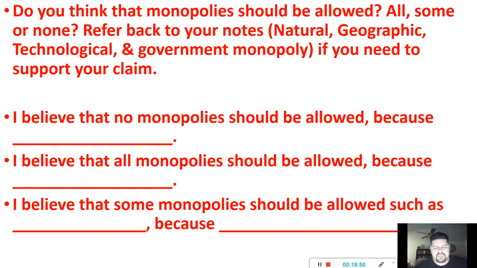So here's my last question to you before the exit ticket. Do you think that monopolies should be allowed? What would you say? All of them? Some of them? None of them? And like I said, the monopolies are the natural monopoly, geographic monopoly, technological monopoly, or government monopoly. So if you say all of them, you're saying all of them should be allowed. If you say some, that's maybe two or three, maybe one of them. And if you say none, it's basically none. So what do you believe? Should all of them be allowed, some of them, or none of them? And then why do you pick that? Back it up with facts and claims, okay? So go ahead, start writing, but we're moving on in three, two.